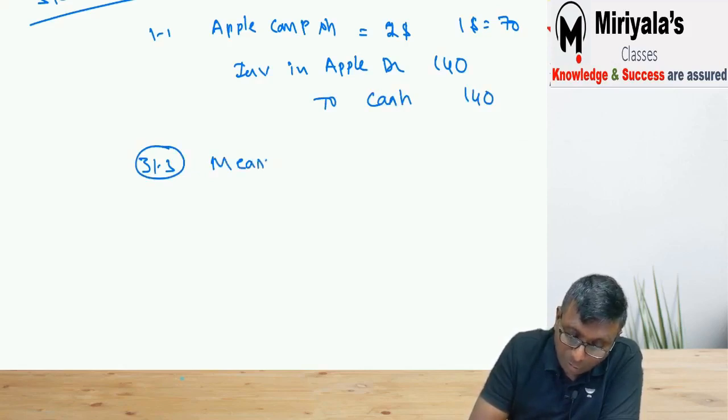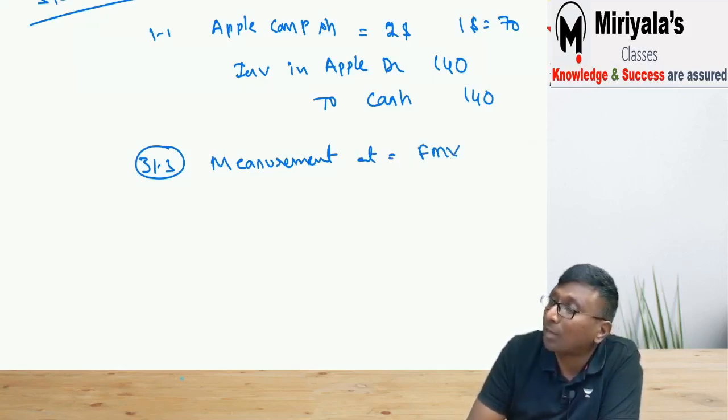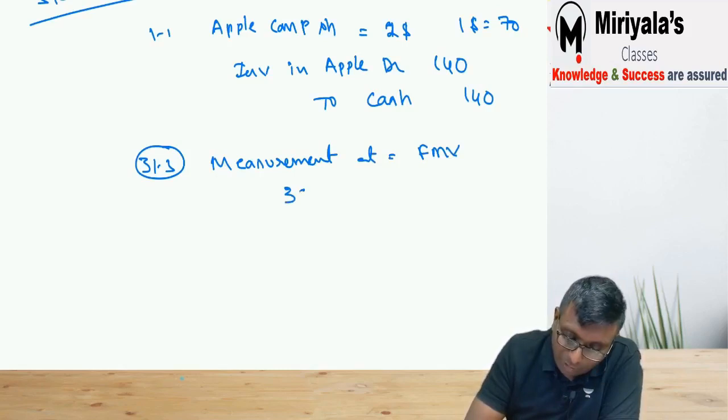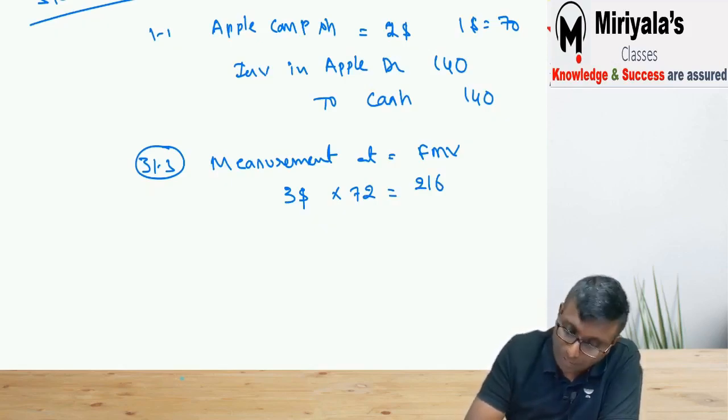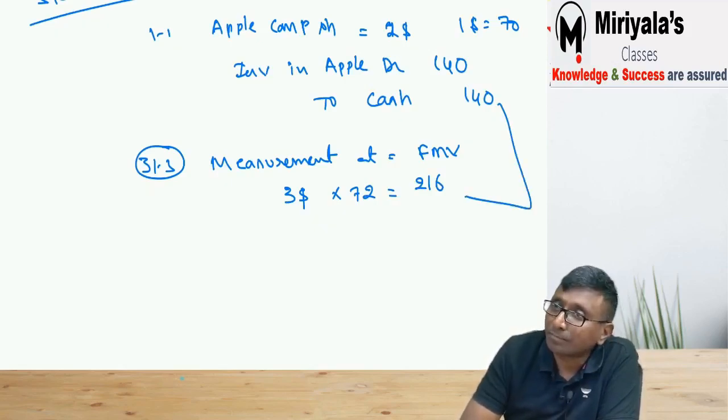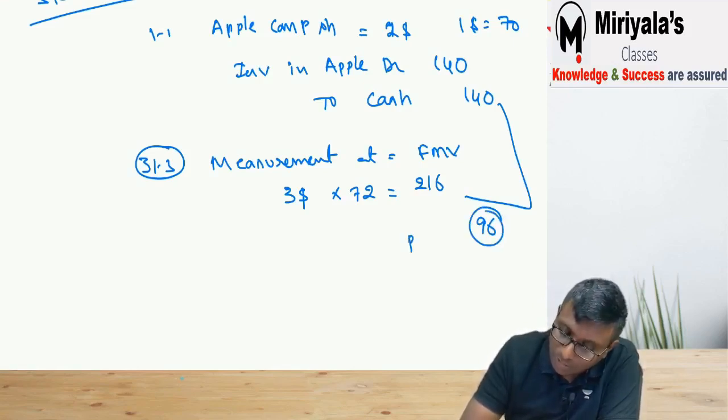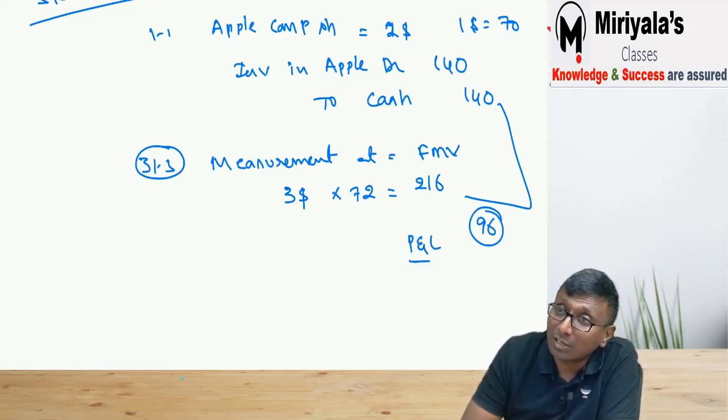Measurement. You are supposed to measure. Correct? Measurement at FVTPL means you have to measure at fair market value. What is the fair value? Fair value is equal to $3 for 1 share into today's rate, which is equal to how much? 72. Calculator. 216. Correct? That's all. 216 minus 140 is 96. Correct? 96 should be charged to P&L as what? As a forex gain? There is no forex gain.